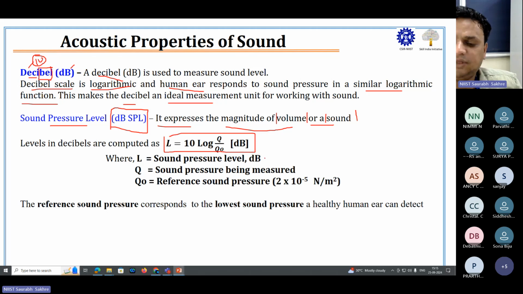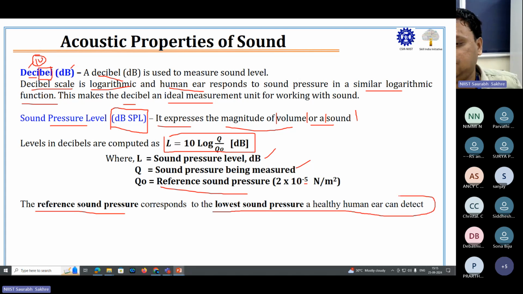Okay, L is what? Sound pressure level in dB. Q is sound pressure being measured, what you are measuring using your sound level meter. And Q naught is the reference sound pressure, which is always 2 into 10 raised to the power minus 5 Newton per meter square. Okay, and the reference sound pressure corresponds to the lowest sound pressure a healthy human ear can detect.